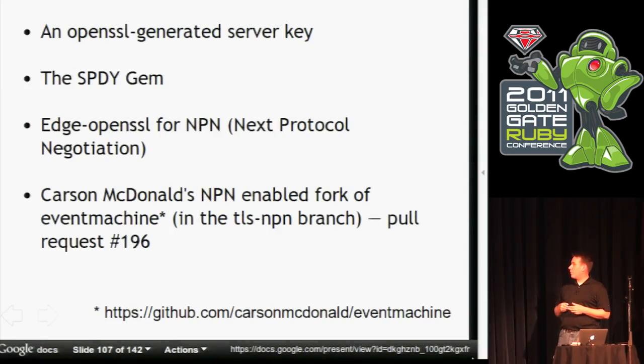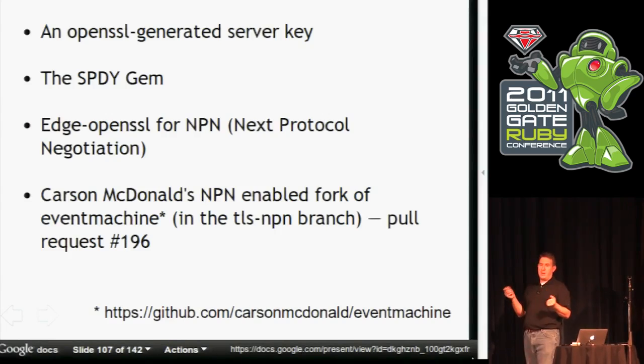enabled fork of EventMachine. It's in the TLS NPN branch. There's a pull request that's open on that. If anybody here is on the EventMachine core team, committer team, it'd be nice to get that in there.